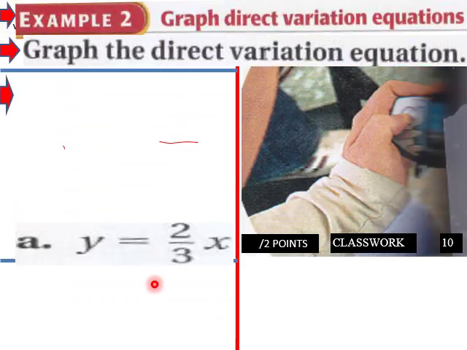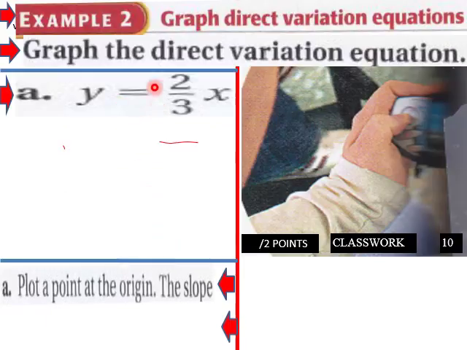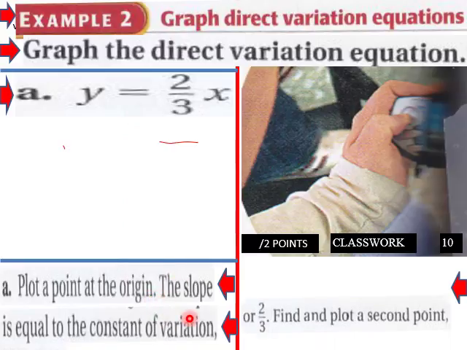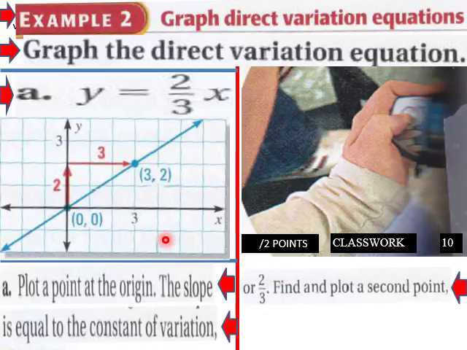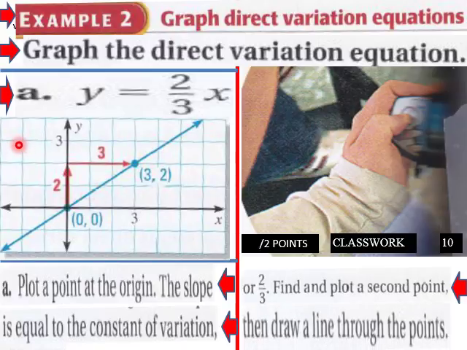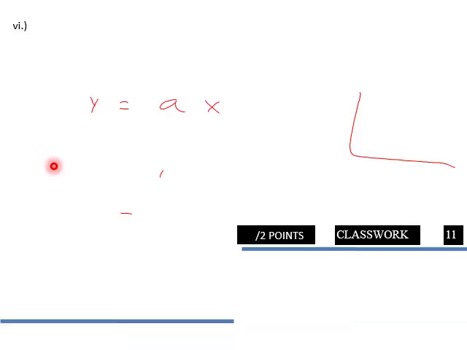Let's see here. So for the graph of a direct variation equation, we're going to graph this one here. Y equals 2/3 x. Plot a point at the origin. The slope is equal to the constant of variation, or 2/3. Find and plot a second point. Here we go up 2 over 3. So we're rise over run. So up 2 over 3. 3, 2 will be our next plot for this line. Then draw a line, which there it is.